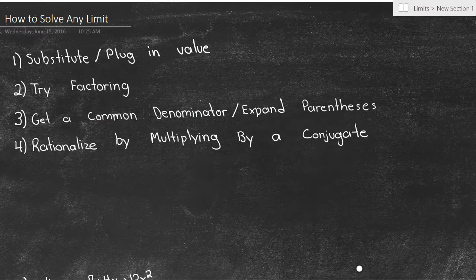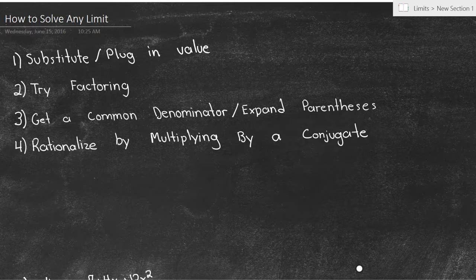Hey guys, so today we're going to do a video about how to solve any limit. This is any finite limit, which means any limit that's going to a number such as 0, 5, 20, just as long as it's not infinity. I'll have another video full of examples about how to do limits at infinity. So this is just for any finite limit, and there's pretty much 4 steps as you can see here.